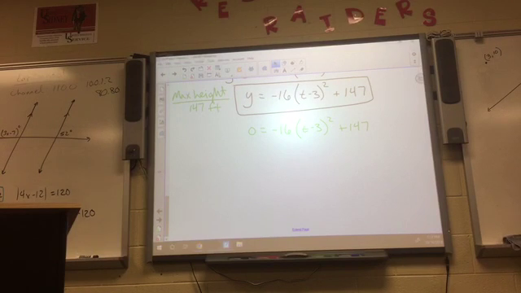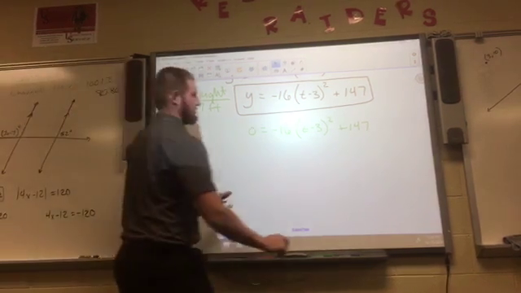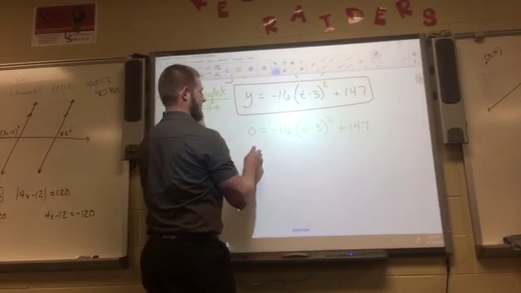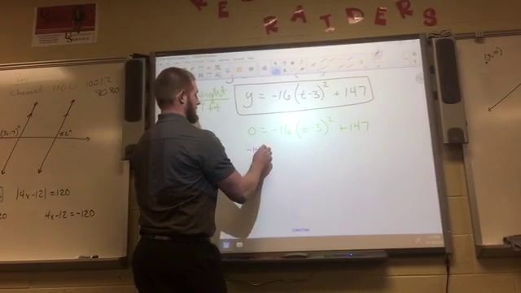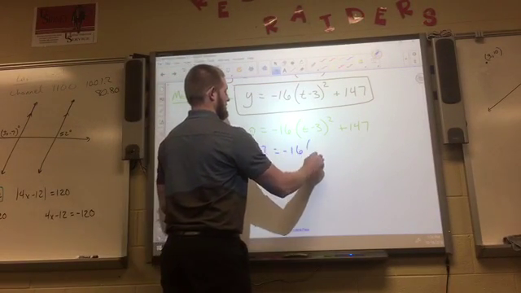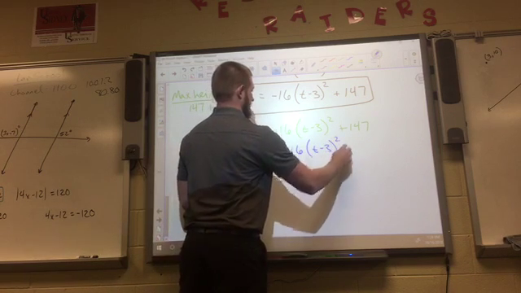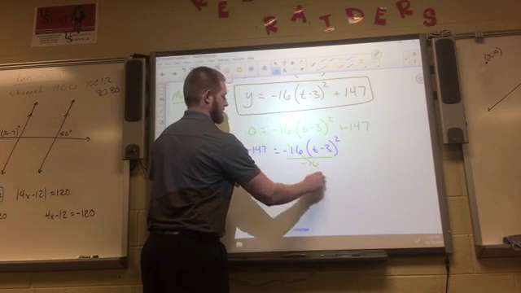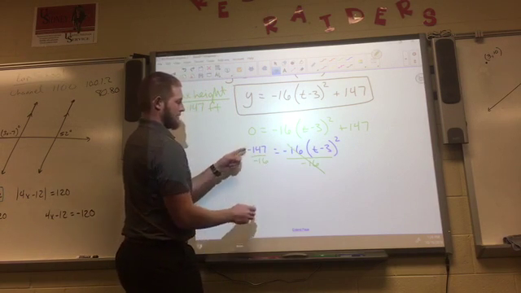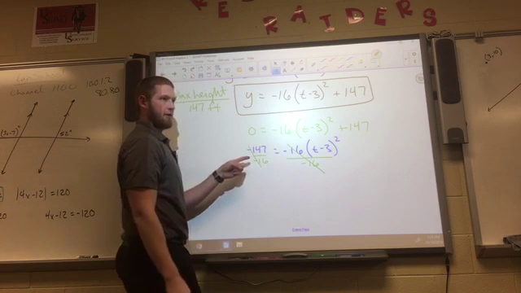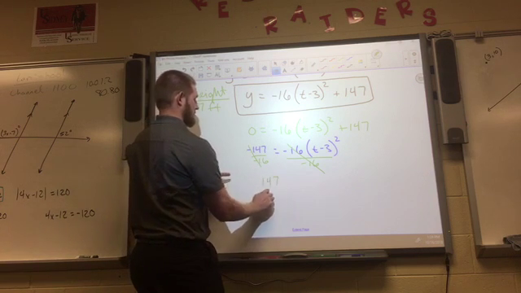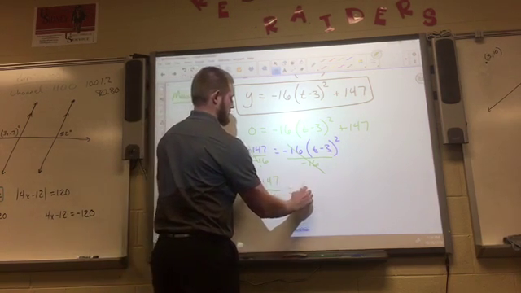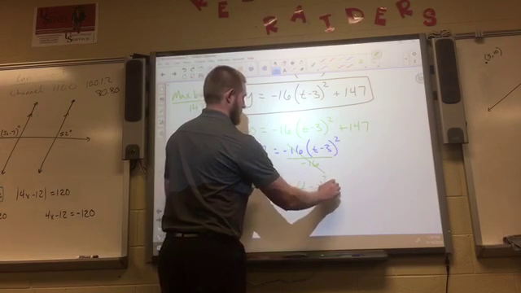Okay, let's run through this real quick and then you can work on your assignment. So, first step should have been move the 147 over, right? Okay, so I have negative 147 equals negative 16 t minus 3 squared. Next step, divide by negative 16. Negative over negative, that just goes positive, correct? So I have 147 over 16 equals t minus 3 squared.